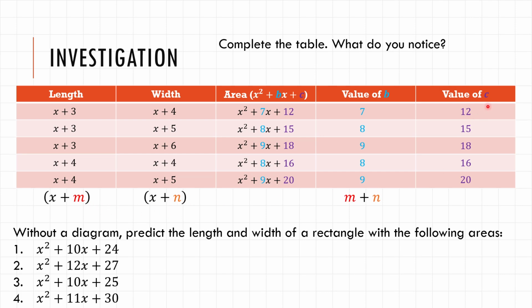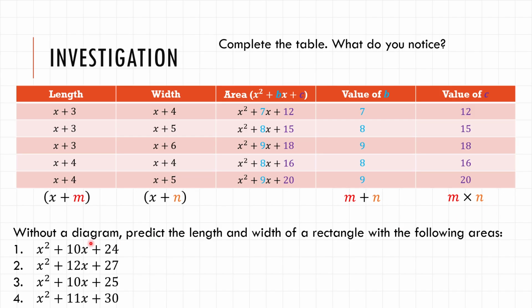And very similarly, the value of C here, how can I get these numbers from these two? Well, 3 times 4 is 12, 3 times 5 is 15, 3 times 6 is 18. 4 times 4 is 16, 4 times 5 is 20. So it seems like to get the value of C, I just multiply m times n.